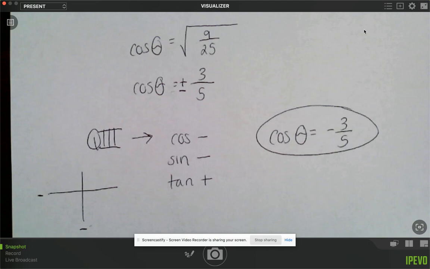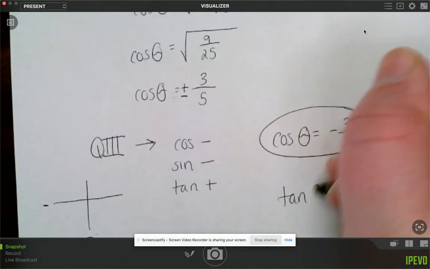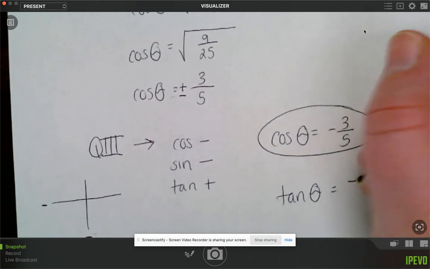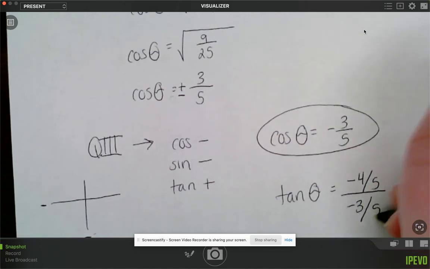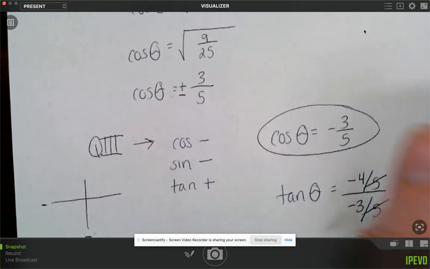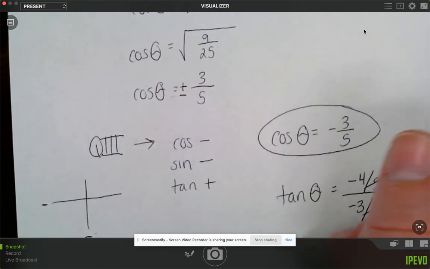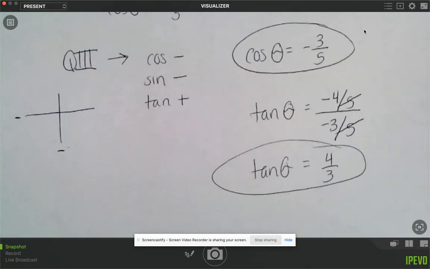And then the other thing they asked me for is tangent, and I know the definition of tangent is y over x, or sine over cosine. So sine is -4/5, cosine is -3/5. The fifths cancel out, and the negatives cancel out, and I'm just left with tangent of theta equals 4/3. And now I am done with section 4.